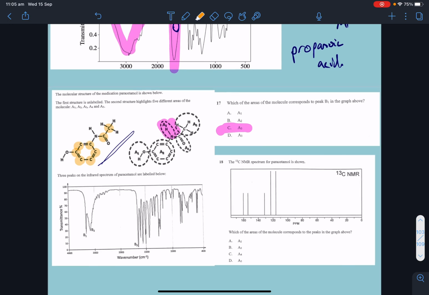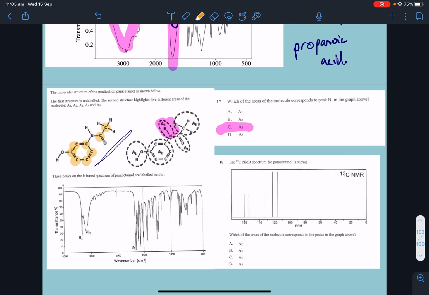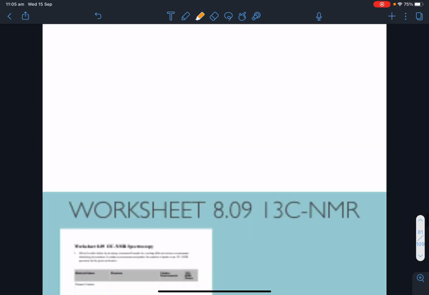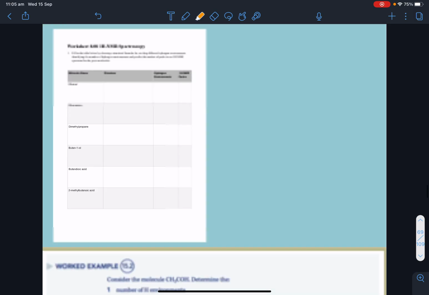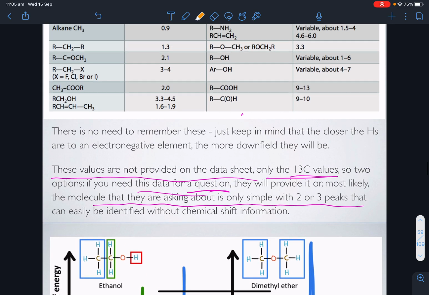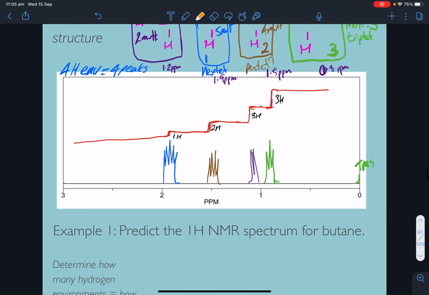I'm a bit stuck here, because which one in particular? Which of the following areas of the molecule corresponds to the peaks in the graph above? Okay, so they haven't shown all peaks. That's a bit confusing there. They've got 1, 2, 3, 4, 5. I'm going to assume, with my knowledge, what we need to do is go back to our carbon-13 NMR data on our data sheet. I'm guessing it's what region of the molecule. Have we gone too far? Yeah, we've gone too far.